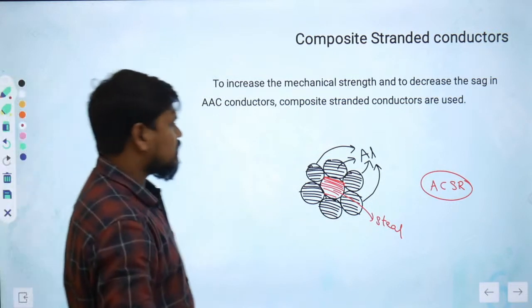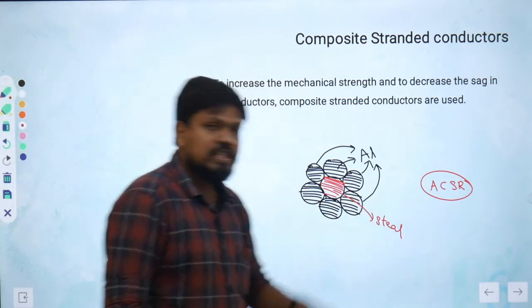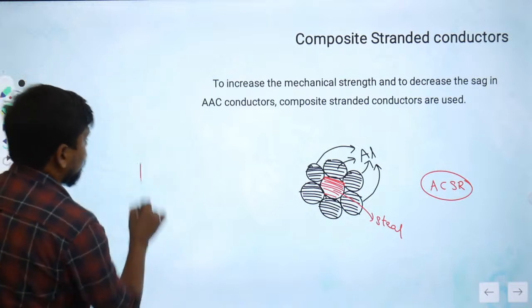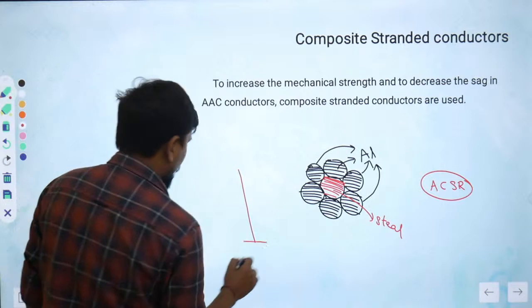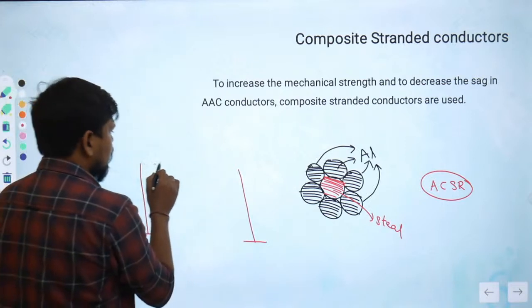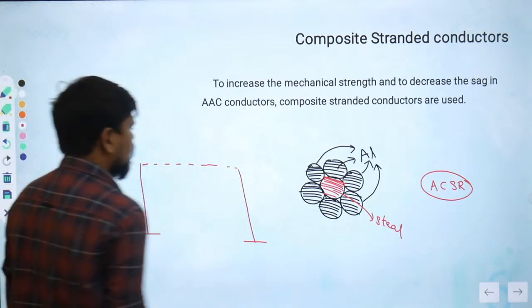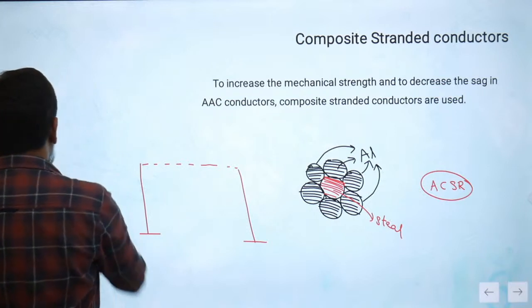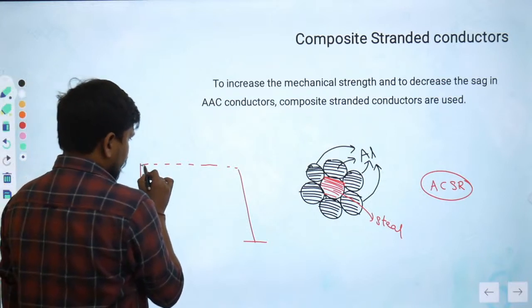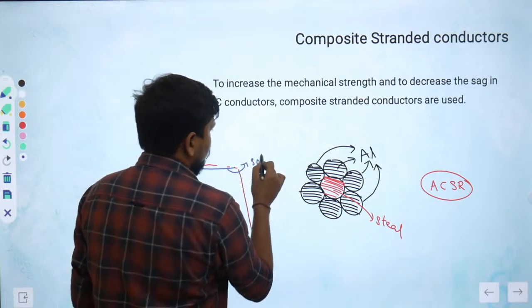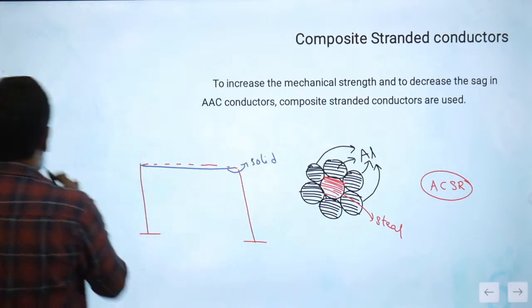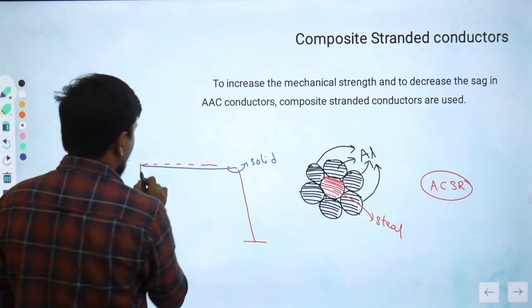Now, we have understood the ACSR type of conductor. So what is the advantage? Whenever you use a steel conductor, the mechanical strength and tensile strength between the poles will be increased. I will give you all three types. The blue one is the solid conductor system, and I will take the stranded conductor system.